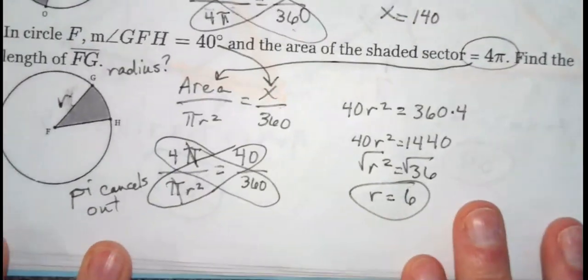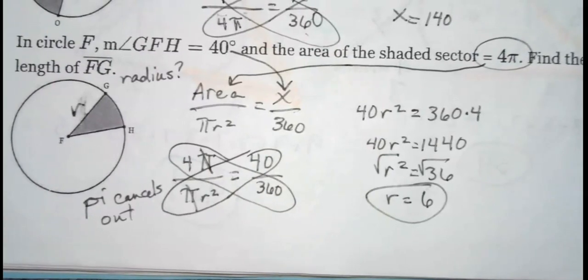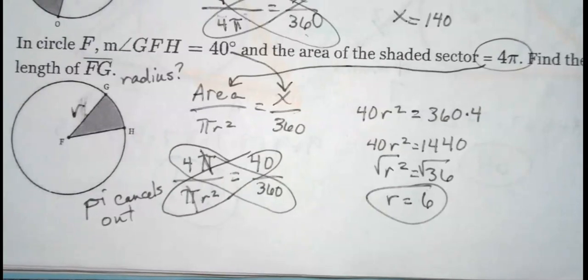So this is challenging. This is a difficult concept to understand, but ultimately, you are going to cross multiply, and you are going to solve for the missing piece. Okay?